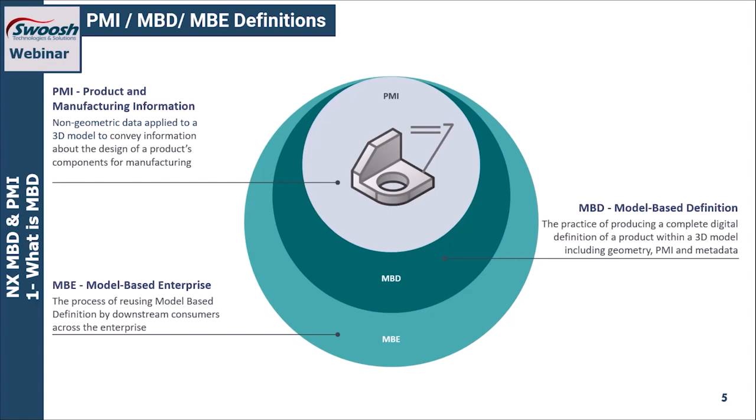So when you look at this diagram, you can see PMI is created on the part. The PMI helps to define that part, which in turn is part of the model-based definition. That model-based definition can then be used downstream by other consumers of the data to get information about this digital model or your finished production part here.